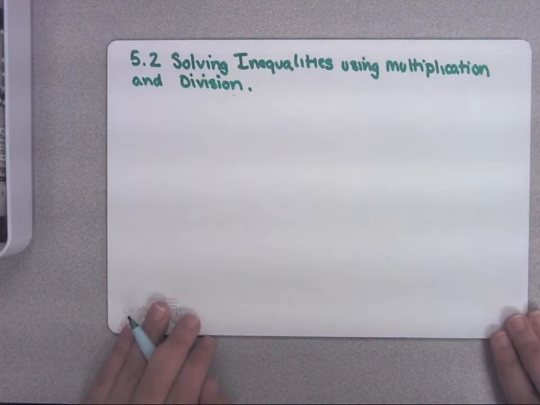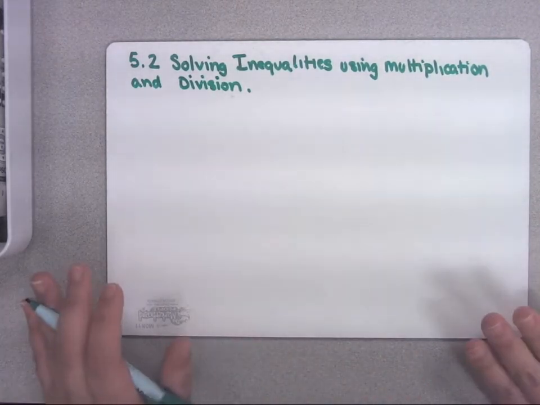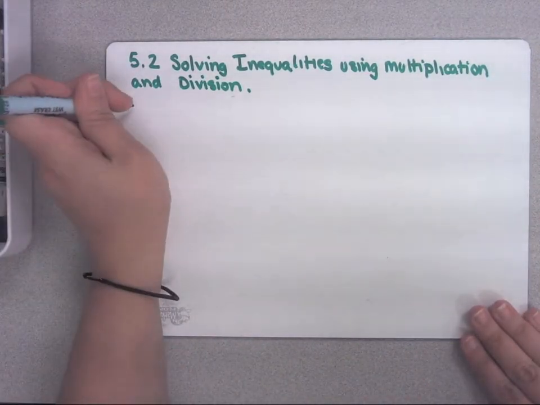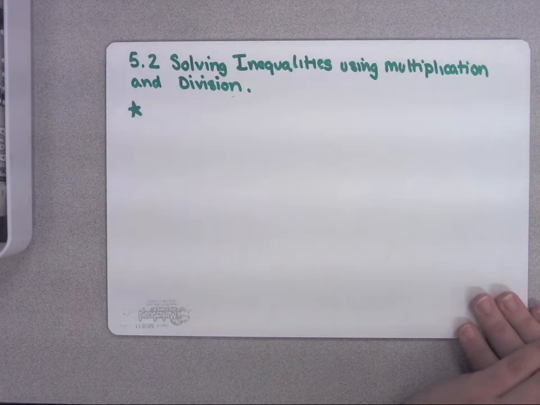Everything is the same. The inequalities are still there. The open and closed circles are still there. All of that's the same. There's only one big important rule with multiplying and dividing. We're about to write it down.